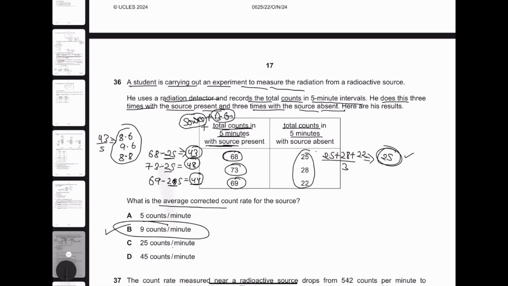So we subtracted the background radiation 25, 25, 25, and we got the value for the source only. But this is for 5 minutes, and you have to figure it out only for the source, not background. So this is why we had to subtract the background. Now this is for 5 minutes, but we need it per minute. So we divided all three values: 43 by 5, 48 by 5, 44 by 5. We are getting somewhere between 8.6 and 9.6. So the correct answer should be B. A very good question.